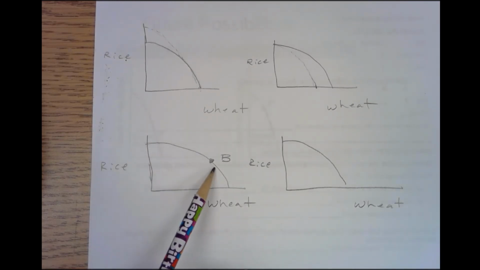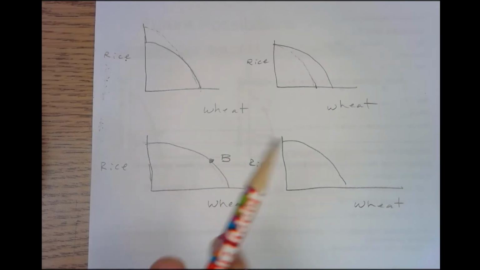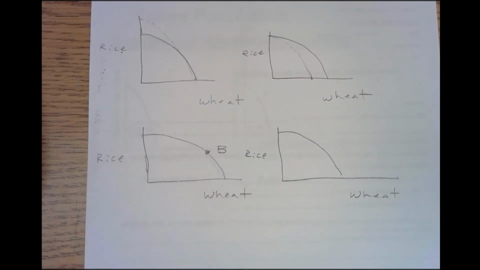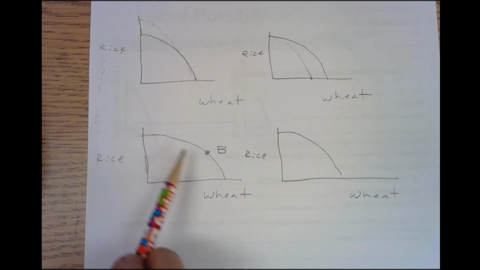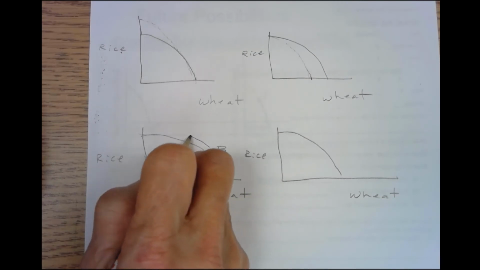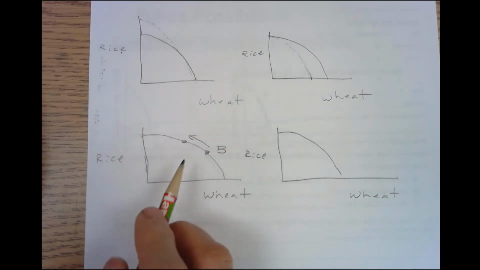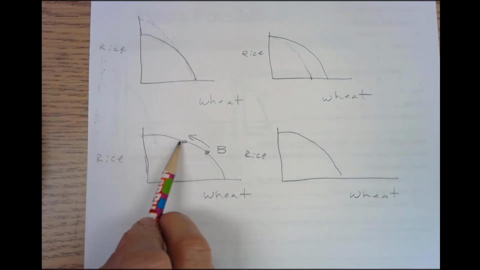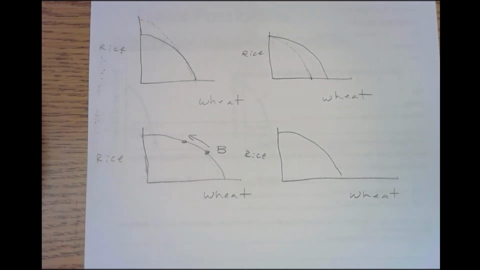Well, the production possibility curve only shifts or only changes when there's been a change in resources, an increase or decrease in resources. There's been a change in the quality of resources, maybe better resources than we had before, or there's been a change in technology. So this curve does not change. What does happen when there's an increase in demand for rice is we move up the curve where we have a higher amount of rice in our combination of rice and wheat that we produce.